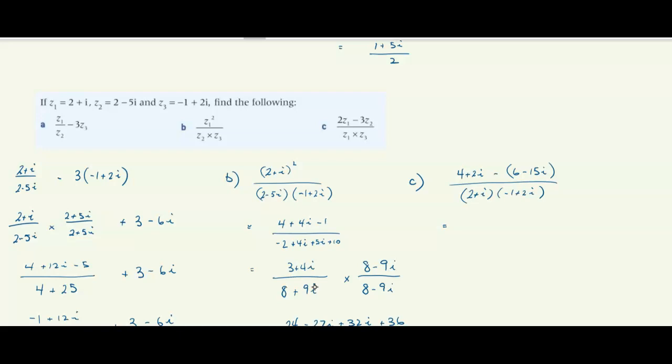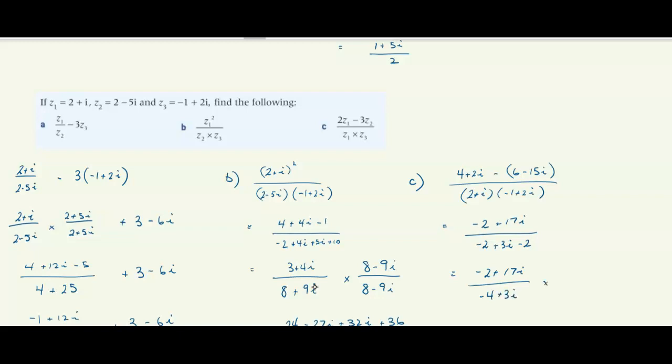Okay, what have we now? 4 minus 6, so I've got minus 2 up on top. 2i minus negative 15i gives me plus 17i. And underneath I've got negative 2. Now I've got plus 4i minus i, so that's plus 3i. Does that look right? Yep. And then I've got 2i squared, so that's minus 2. So negative 2 plus 17i over negative 4 plus 3i.